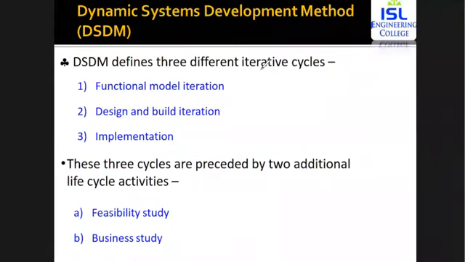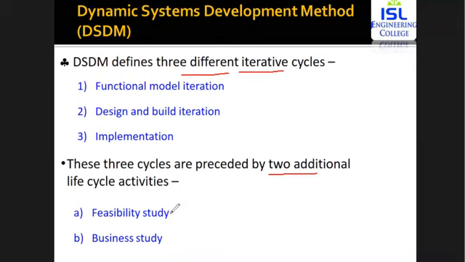Now, this DSDM approach has 3 different iterative cycles. You've got the functional model iteration, design and build iteration, and implementation. These are your iterative cycles. Whereas you're going to have 2 additional life cycle activities, that is feasibility study and business study.